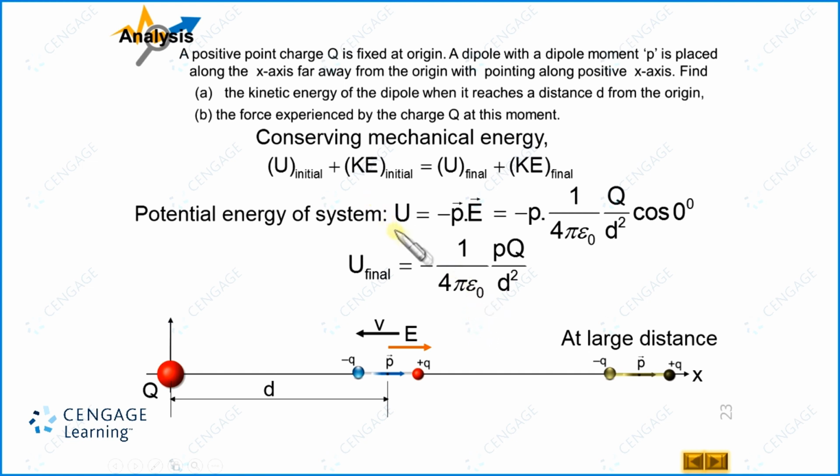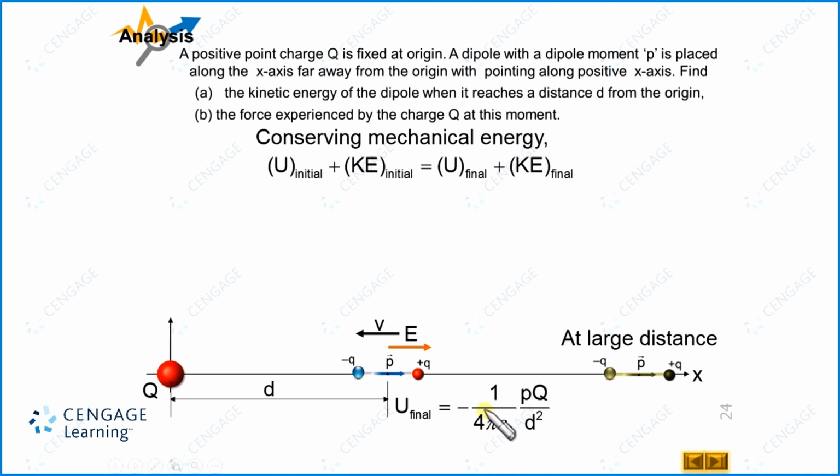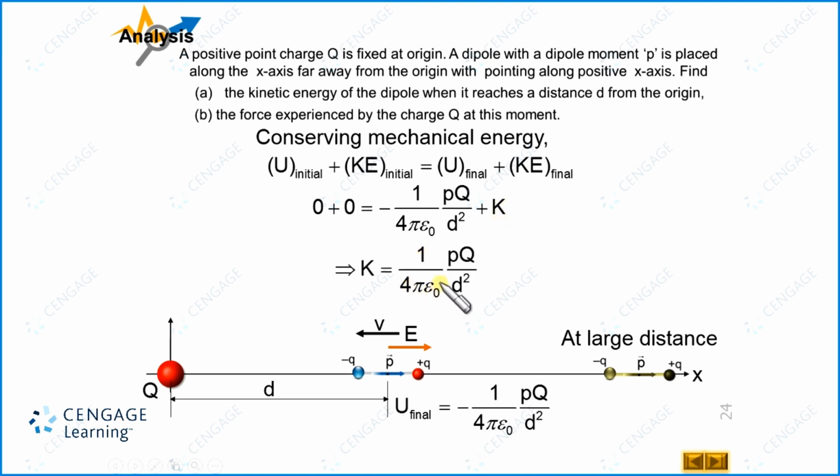Now let us substitute the values. Initial potential energy is 0, initial kinetic energy is 0, and the final potential energy we have calculated, and the final kinetic energy we need to calculate. This is the final potential energy. So let us substitute. This is the value of K. K is the final kinetic energy, which is equal to 1 upon 4 pi epsilon naught PQ divided by D square. So we have calculated part A. Let us move to calculate part B.